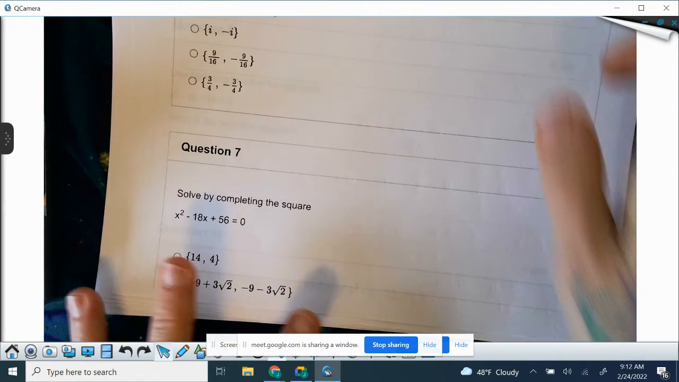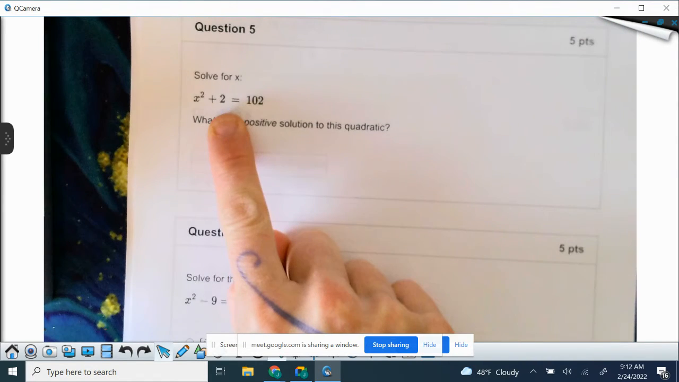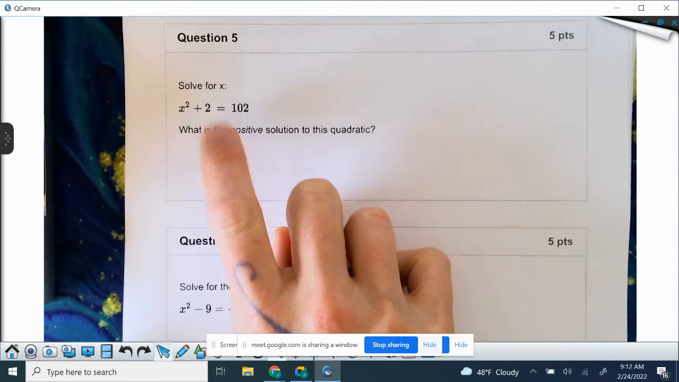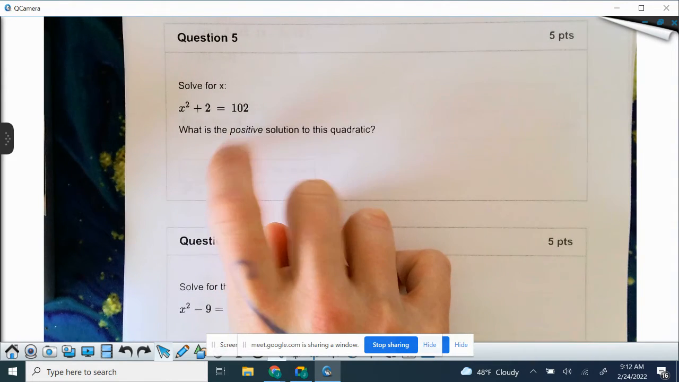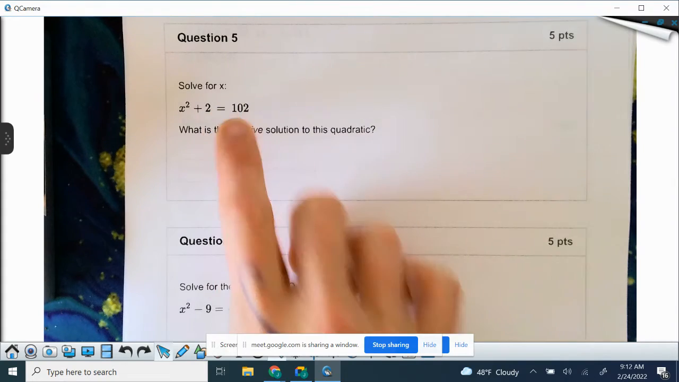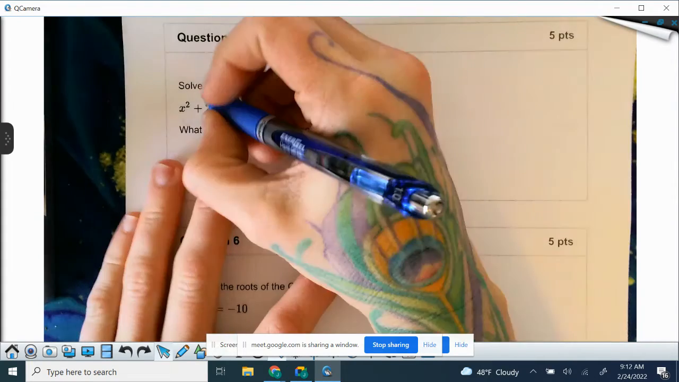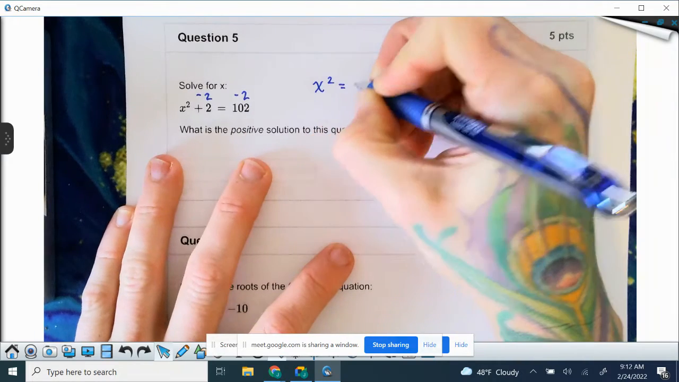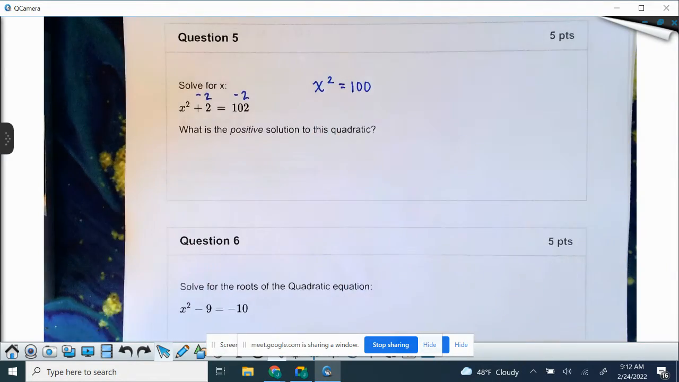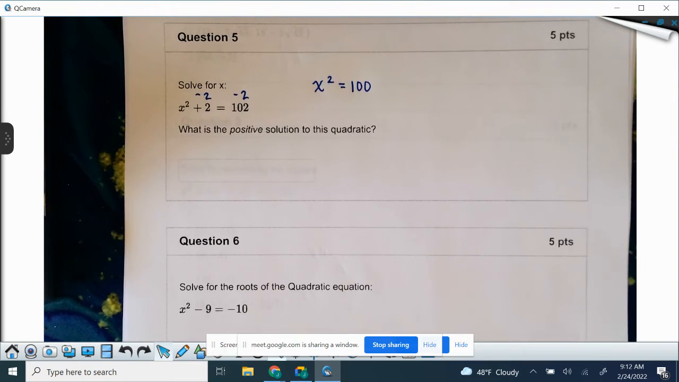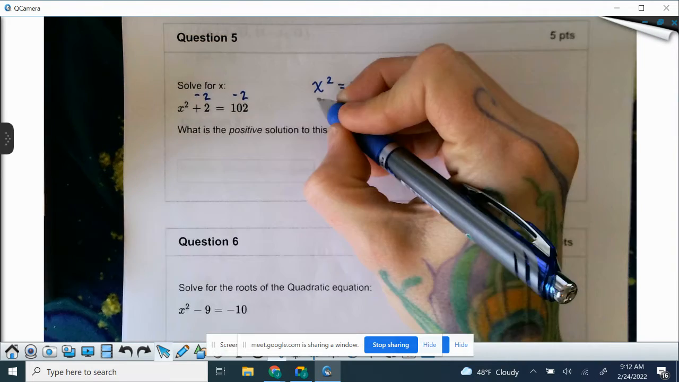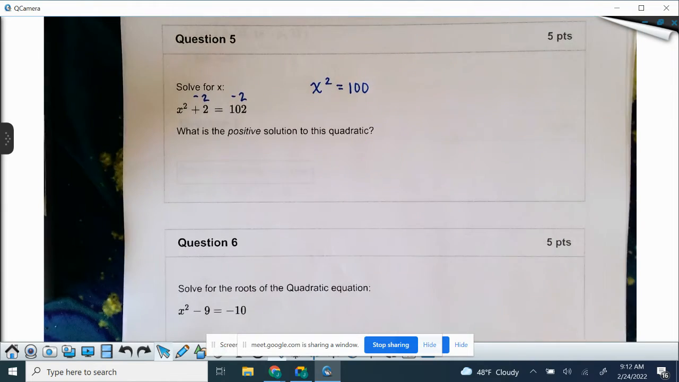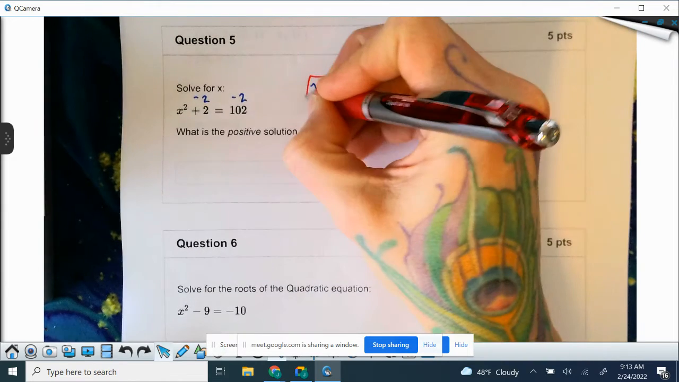All right. So solve for x. Hopefully you realize in this one that there's not a bx, like ax squared plus bx. There's only x squared and then constants. So if I subtract 2 from both sides, that's going to give me x squared equals 100. And then, because we're going to undo squaring, the inverse operation of squaring is rooting. So we're going to take the square root of both sides.